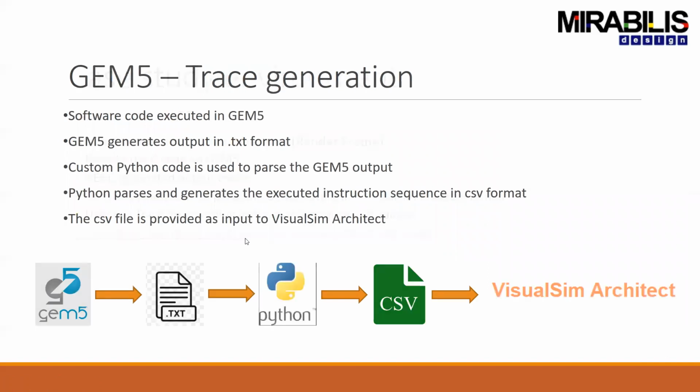So let me show you what it means. We execute the software code in gem5. Then we get the output in a text file format. Then we parse the text file using Python code, and then we generate an output file in CSV format, which will be used as input to the VisualSim Architect.